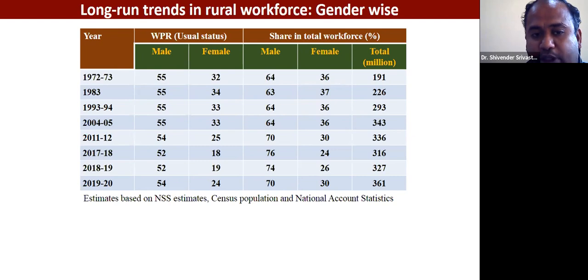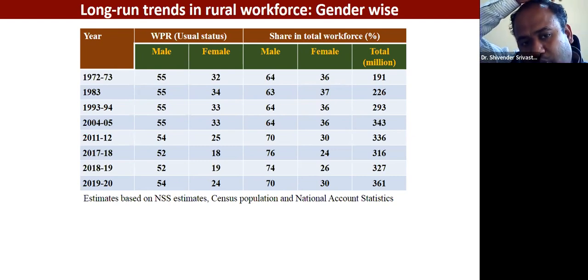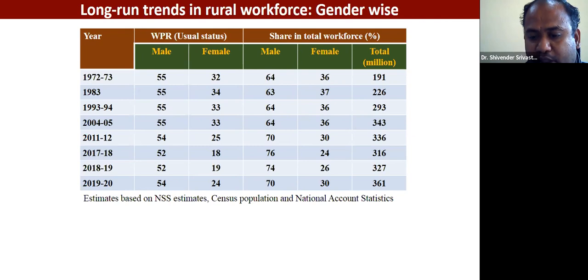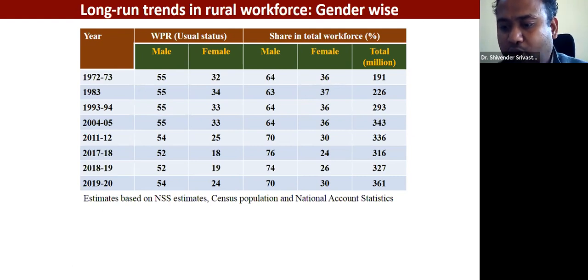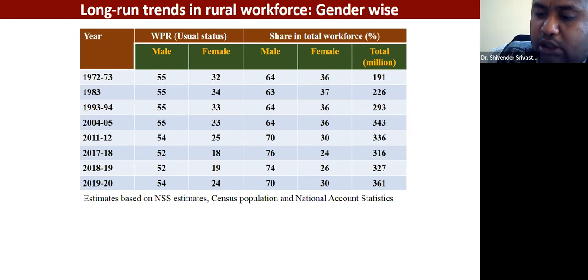So about 55% of the total male population used to work. So WPR was about 50%, but only 32% of the female population used to work in 1972. If we translate in terms of composition, we had about 191 million workforce in rural areas in 1972. It means that 19 crore workers were there in rural areas, out of which 64% were male and only 36% were female, because participation of male in the workforce is much higher as compared to the female.